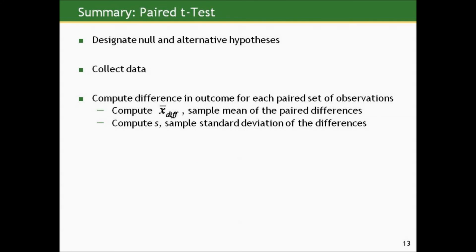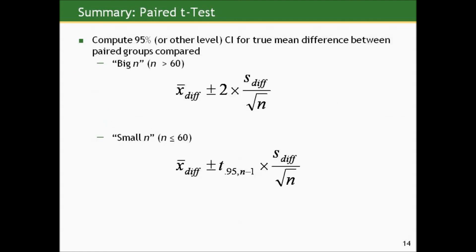To summarize the first three sets of this lecture, how do we do a paired t-test? Assuming we have paired data and can reduce our data from two samples to a single sample of differences between each of the pairs, we designate our null and alternative hypotheses. Usually the null is the true mean change is 0, or the true mean difference is 0, and the alternative is that this mean difference is not 0. We go ahead and collect data. We compute the difference in the outcome for each paired set of observations. We compute the sample mean of the paired differences. We compute the sample standard deviation of the same differences. And then we go forth.